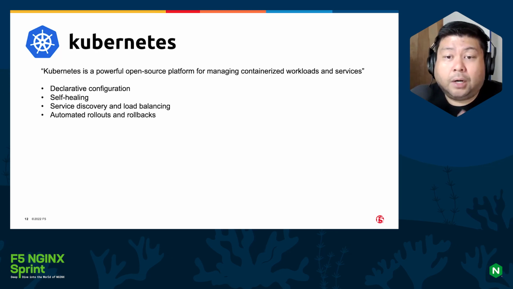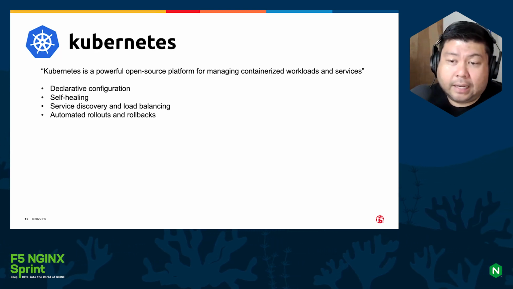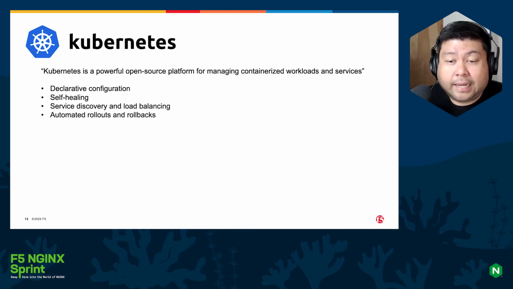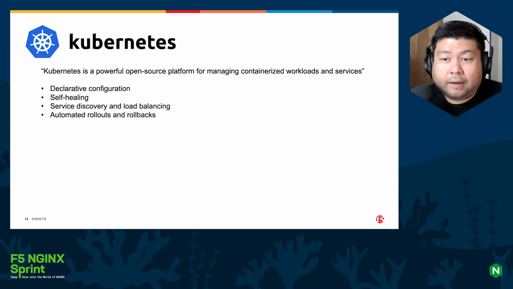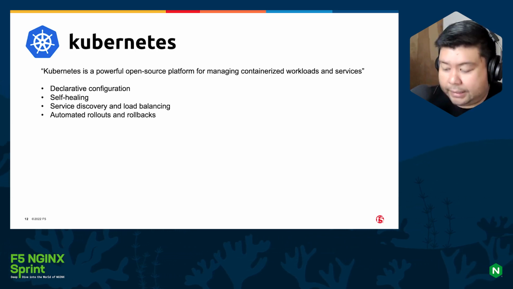Kubernetes can also automate rollouts and rollbacks. So we could change the desired state of the deployments of our application. And then Kubernetes takes that change of the desired state and it changes the actual state at a controlled rate.